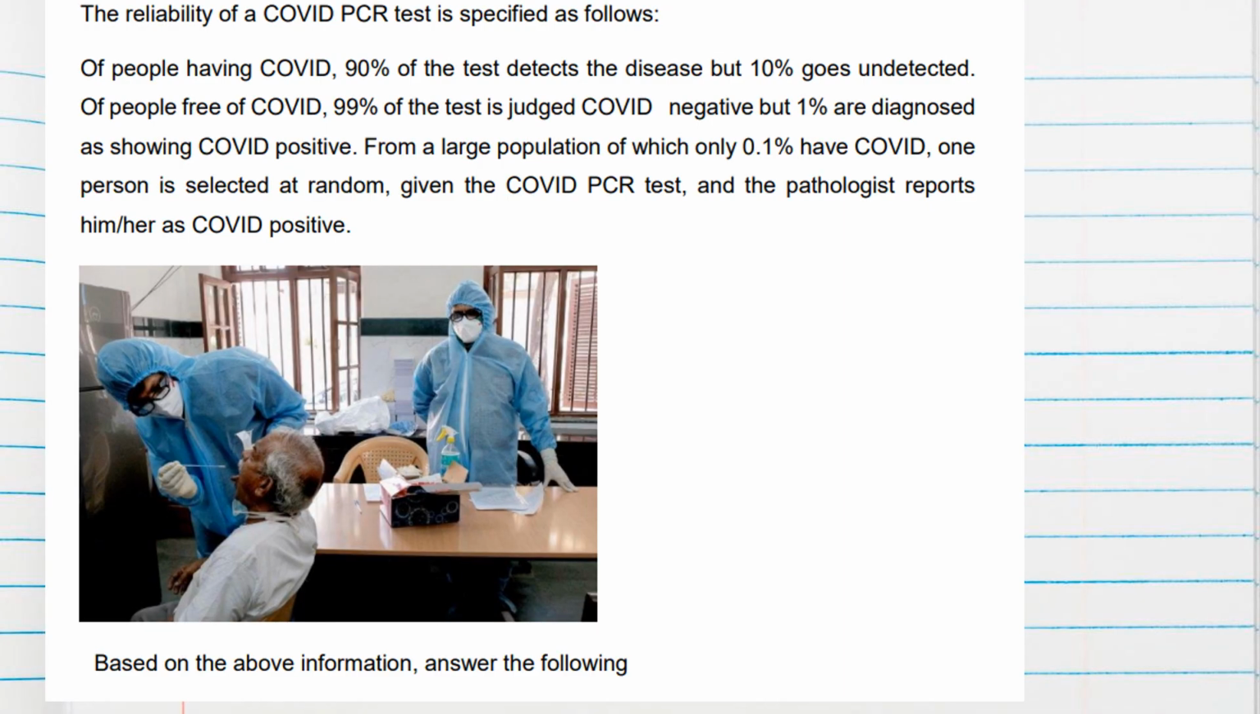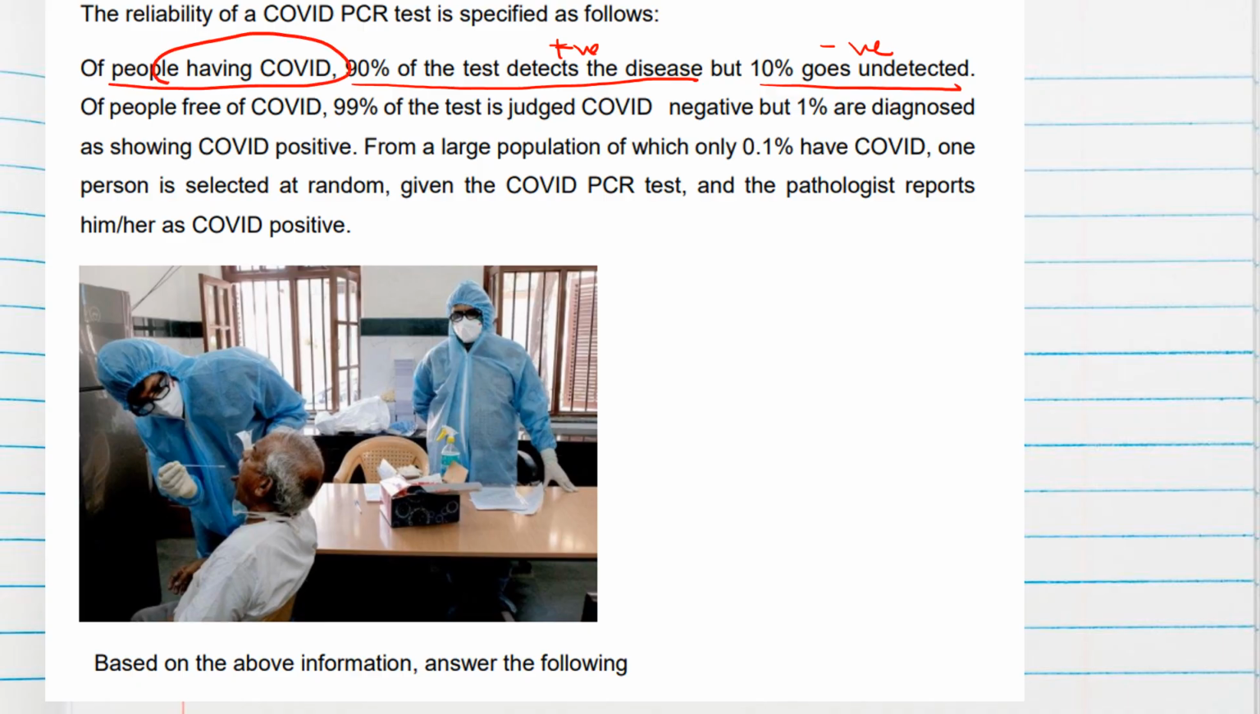Now, we will do a case study based on a COVID test, which says that of people having COVID, 90% of the tests detect the disease. That means it shows the positive result. But 10% goes undetected, that means a negative result. This is for which category of people? People having COVID.